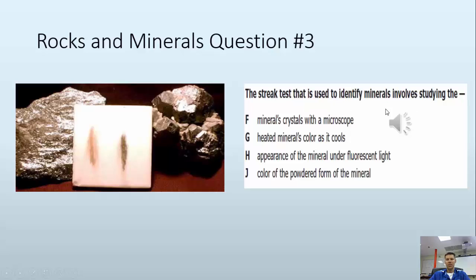So the streak test that's used to identify the mineral involves minerals' crystals with a microscope? No. Heated mineral's color as it cools? No. Appearance of the mineral under a fluorescent light? No. Or the color of the powder form of the mineral? And the answer is J.